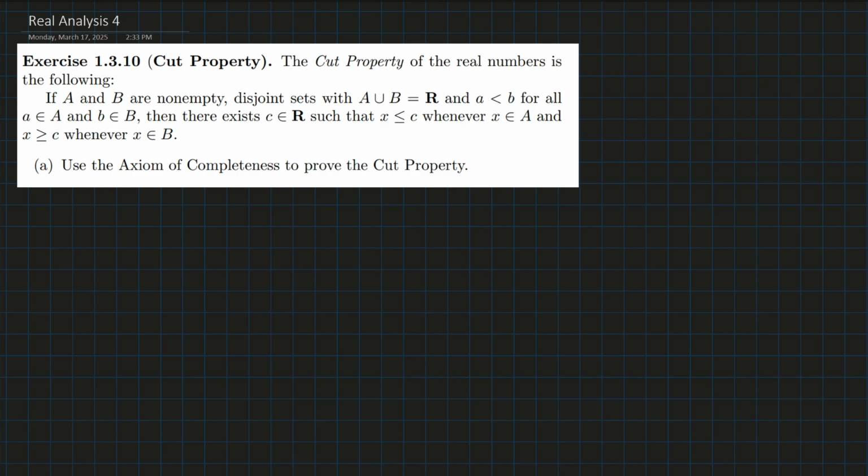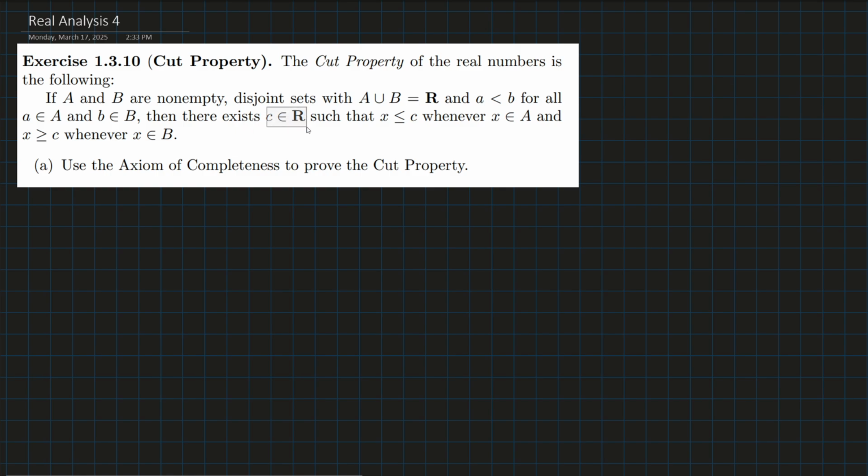Hello everyone. In this video we're going to be taking a look at another characterization of completeness for R, and it's called the cut property. This property tells us that if A and B are non-empty disjoint sets whose union is R, so you partition R essentially into two sets, where all elements of A are strictly less than all the elements of B.